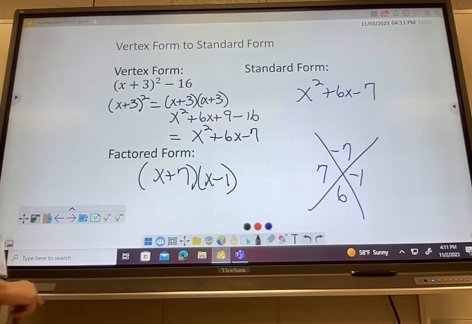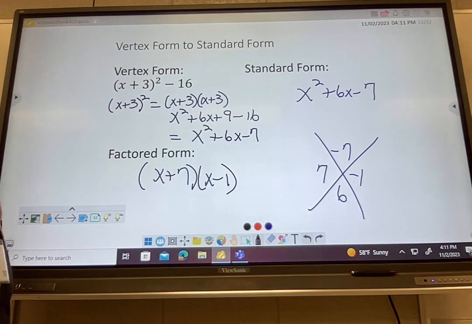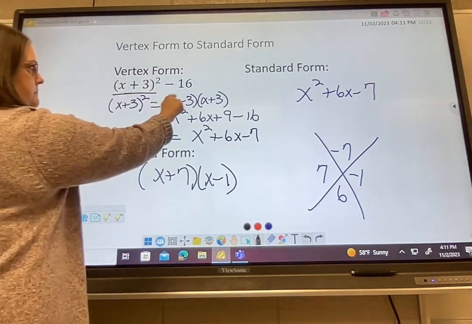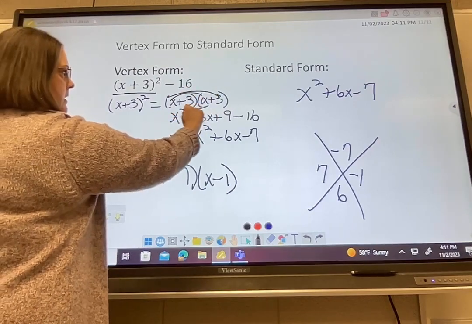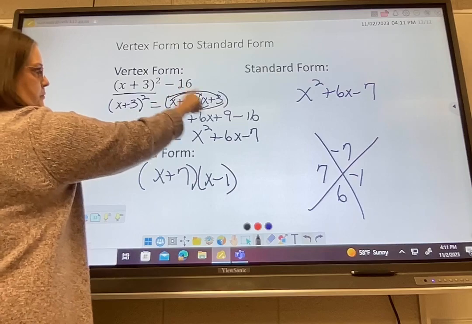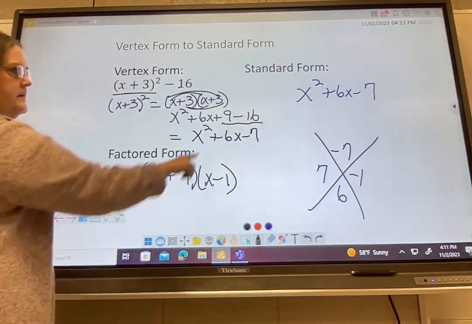Okay. Now we're going to go from vertex form to standard form to factored form. Okay, to go from vertex form to standard form, just take this, multiply it out. Just multiply. That's going to give you x squared plus 6x plus 9. Then pull the 16 down and put your like terms together here. X squared plus 6x minus 7.